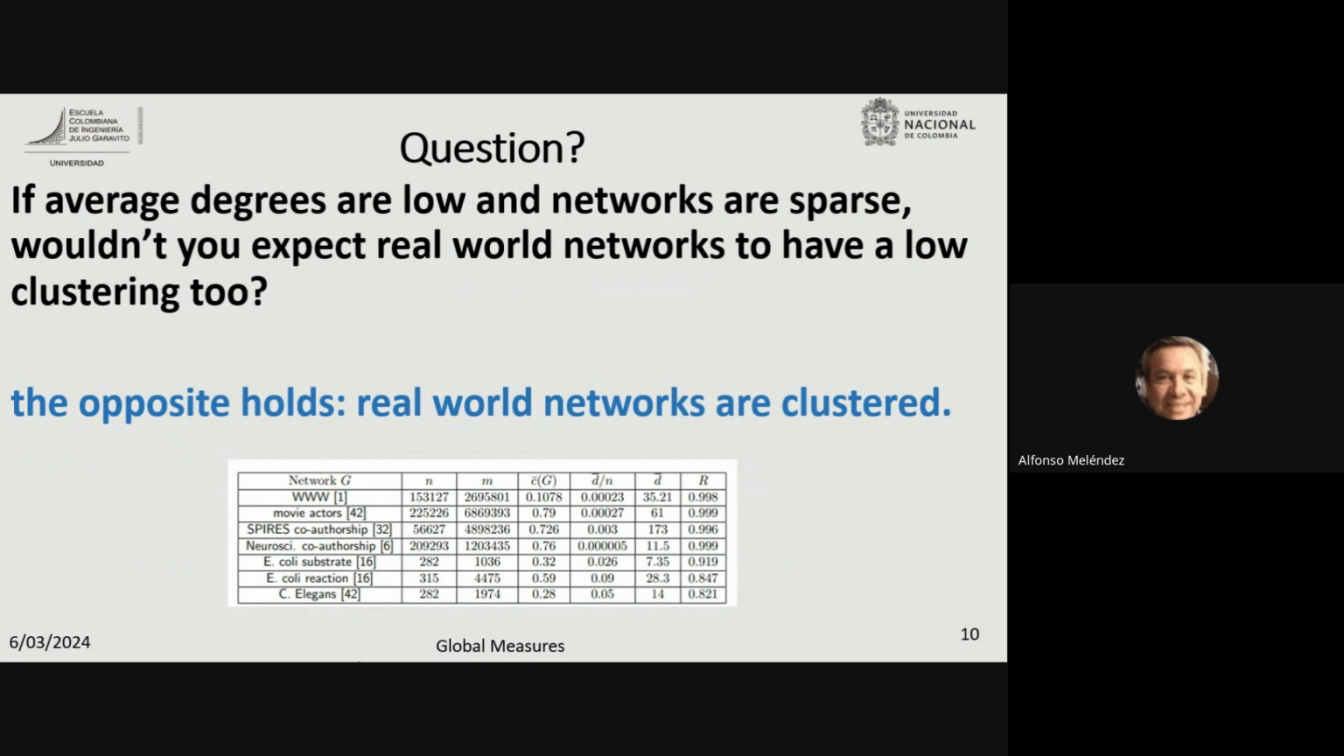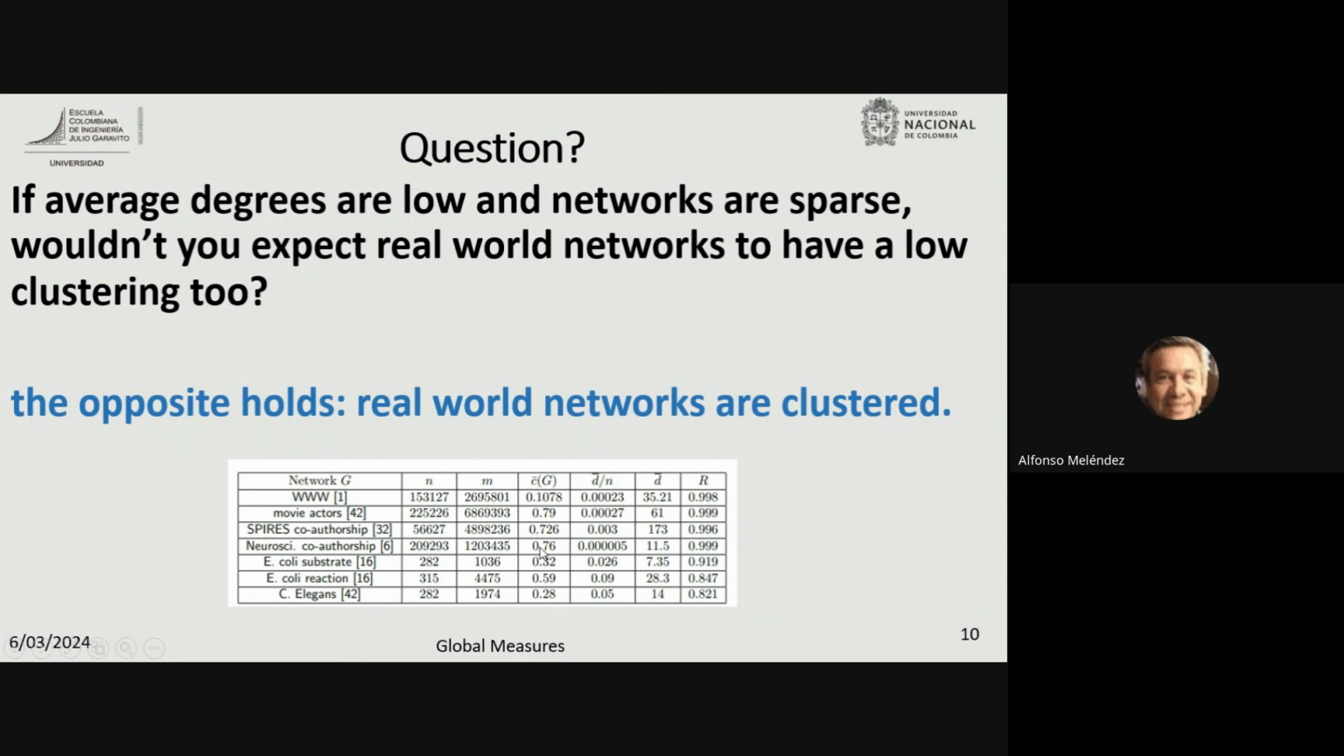Look at this question. In general, networks are sparse. Density, very, very small. Average degrees, also very, very small. Wouldn't you expect that real-world networks have a low clustering too? The surprise is no, the opposite holds. Real-world networks are clustered.